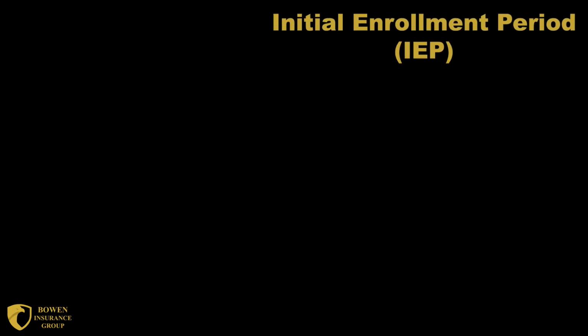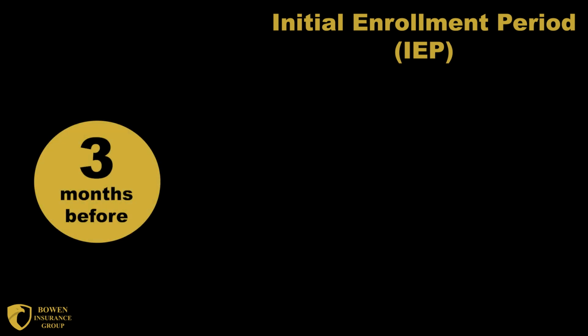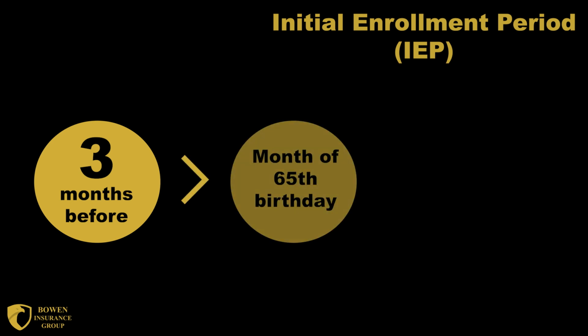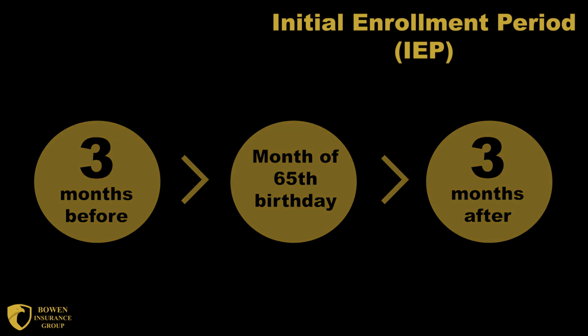The initial enrollment period is the first opportunity for most people to sign up for Medicare Parts A and B. It's a 7-month window that begins 3 months prior to the individual's 65th birthday, the month they turn 65, and 3 months after the month they've turned 65. If you sign up before the month of your birthday, coverage begins the first day of your birth month. If you sign up during or after your birth month, coverage may be delayed until the following month.